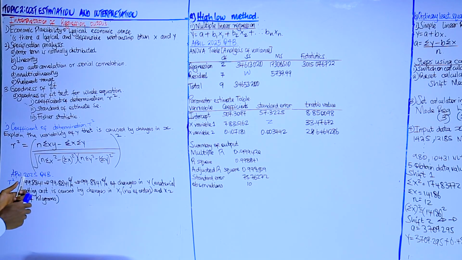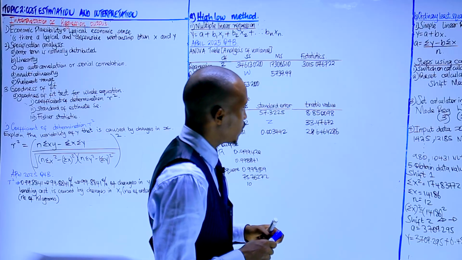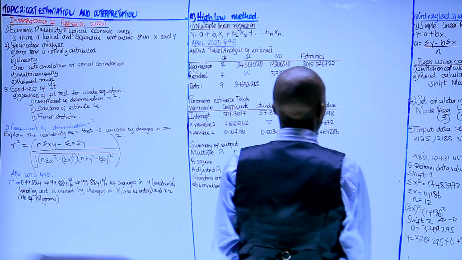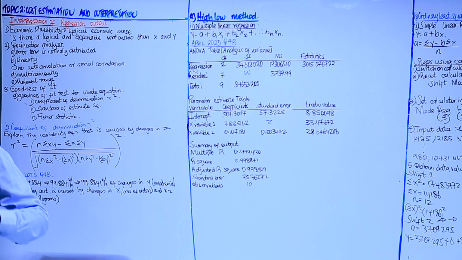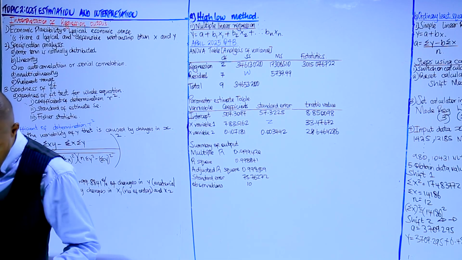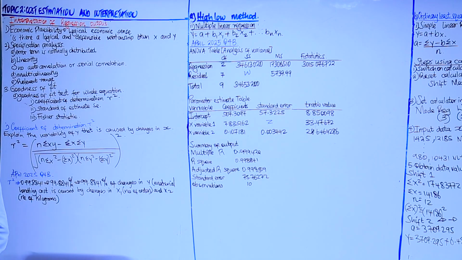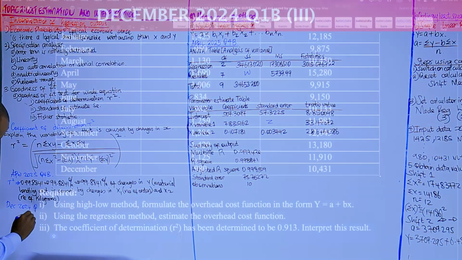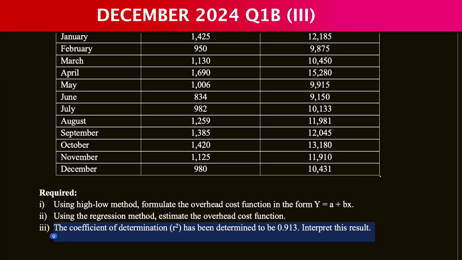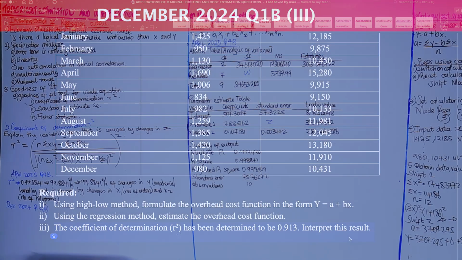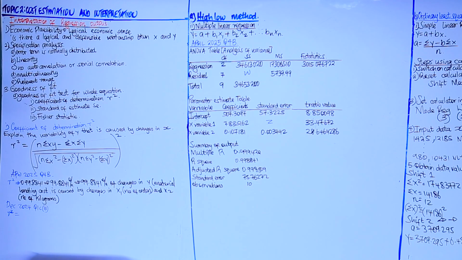All right, now we have done away with that question. If you go to a second illustration, December 2024, question 1b, part 3 actually. They are saying the coefficient of determination R squared has been determined to be 0.913.